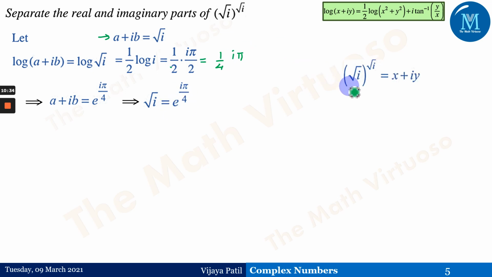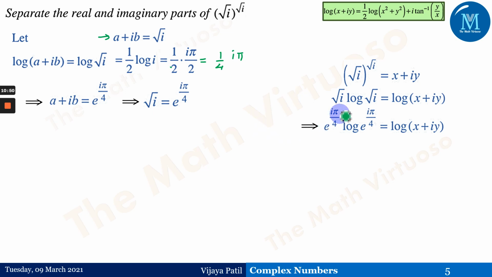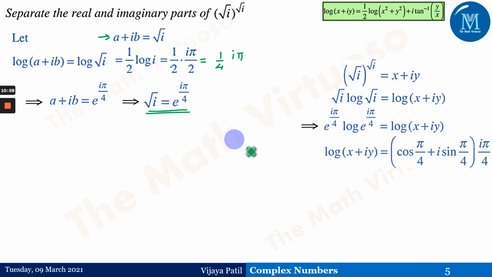Now let square root of i to the power i equal x plus iy. This entire complex number we are taking as x plus iy, and taking the log of both sides and using the property of logarithm, we will get this equation. Now replace the value of square root of i everywhere in the LHS. Log of x plus iy equals this. So e to the power i pi by 4 is nothing but cos pi by 4 plus i sin pi by 4, into log of e to the power i pi by 4, which gives just i pi by 4.